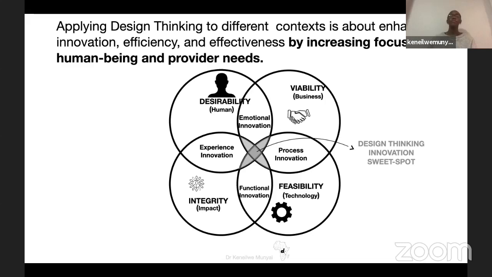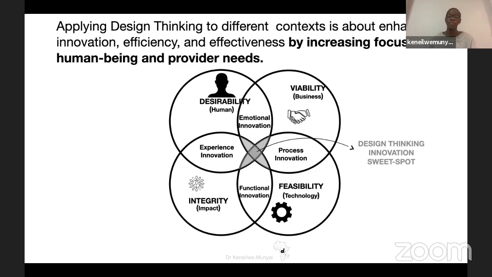So our entry point to the process of solving the problems is with people, understanding the desirability. So understanding how people are experiencing the problem that they are trying to solve is quite important. It doesn't mean that we're forgetting about business viability and technological feasibility, but we bring them in a little bit later once we've understood what the problem is. And of course, impact is important as well.